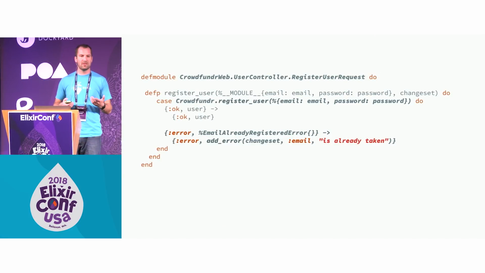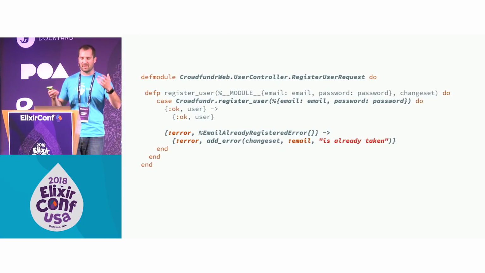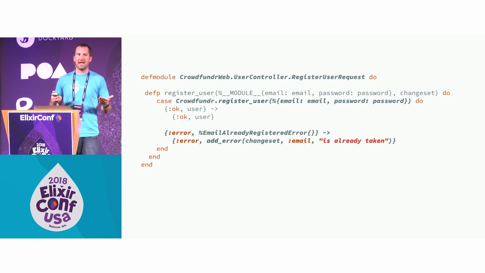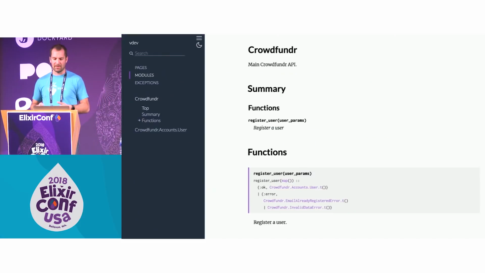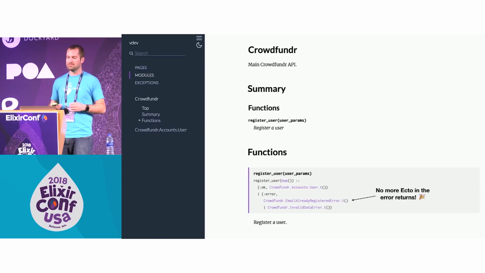And here's what it looks like in that register user request. All we do is we pattern match on the email already registered error, and then add that error to our changeset. And now we are not coupled to Ecto. Our API is not coupled to Ecto. Here it is. No more Ecto in the error returns.